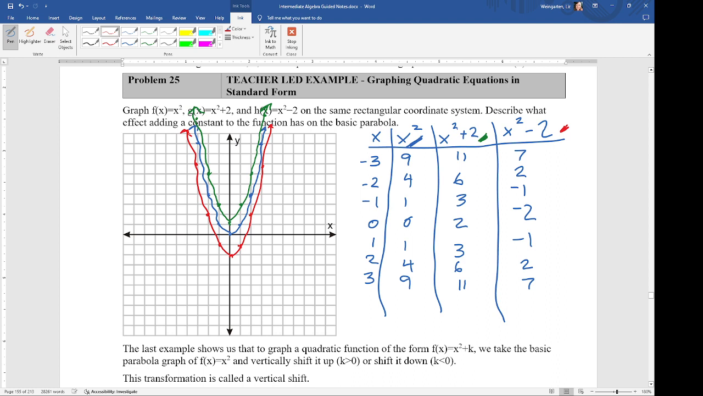So what this tells us is if we have an x squared and we add something to it, it's going to move the graph up that many units. If we subtract something from that x squared, it's going to move the graph down that many units.